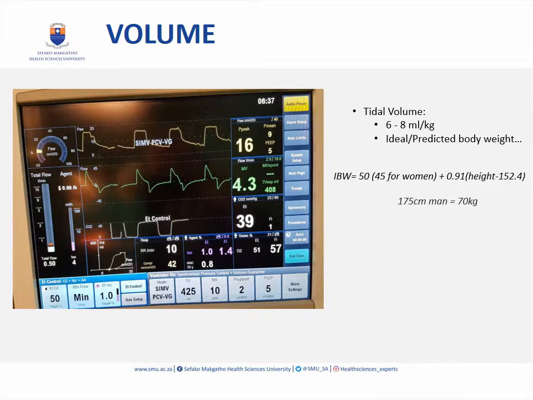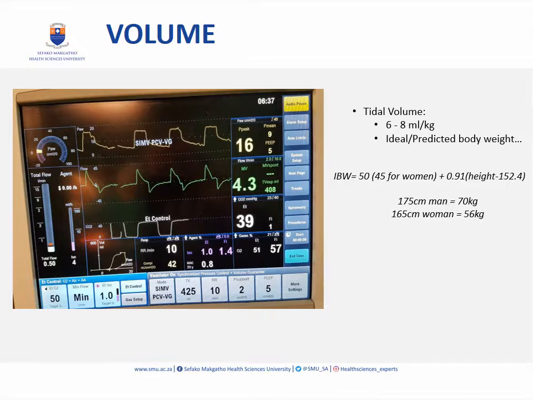So that would mean for a 175 centimeter tall male, we would get about 70 kilograms. And then this is the bit that I don't quite agree with. For a 165 centimeter female, you get a weight of 56 kilograms, which would make me look completely anorexic. But anyway, this is just the ideal body weight according to which we are going to ventilate the patient. It doesn't mean anything else to the patient.